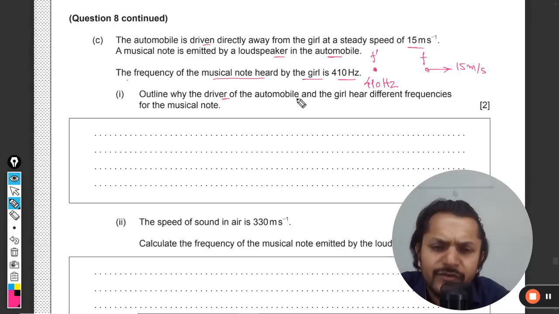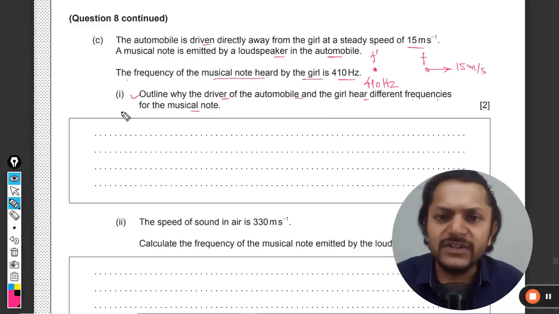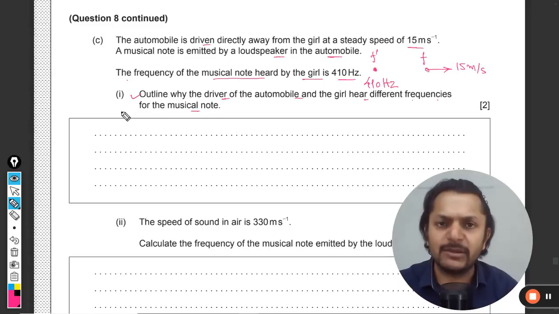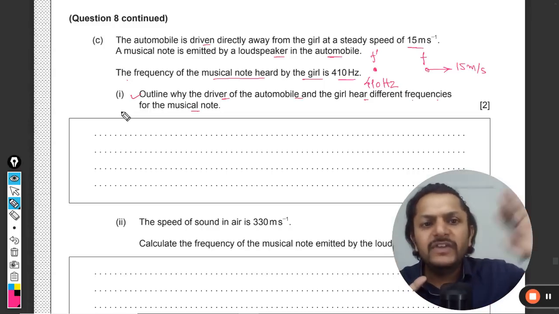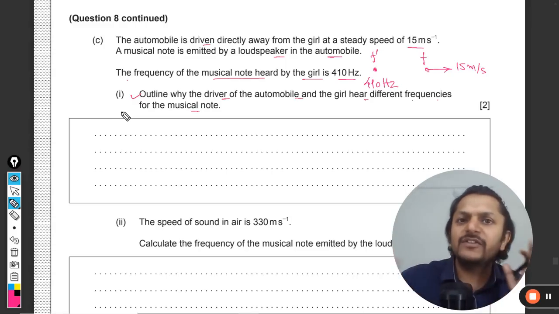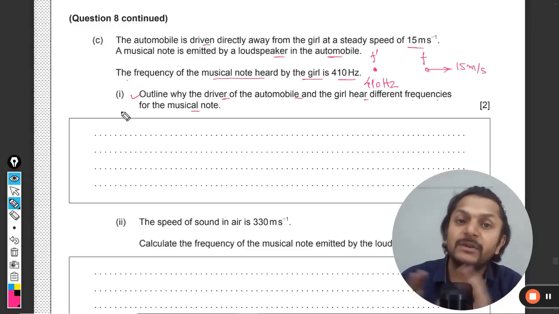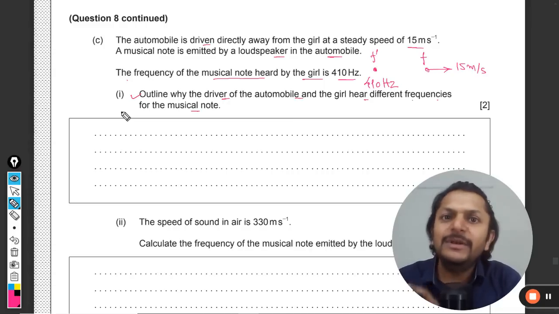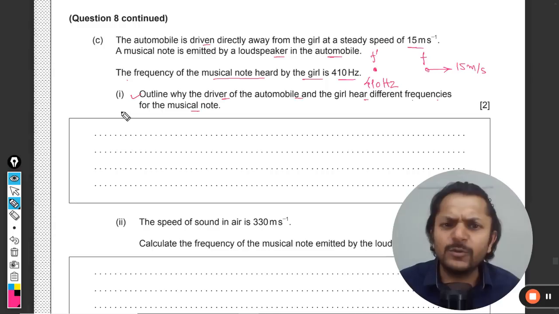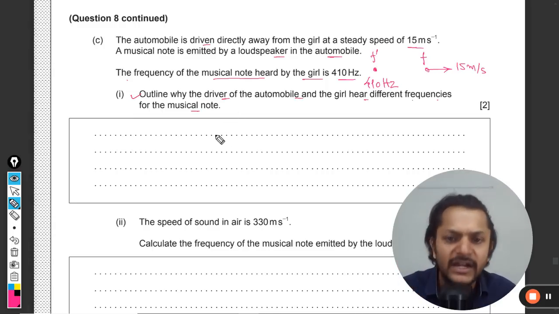Outline why the driver of the automobile and the girl hear different frequencies from the musical note. So in this case, we are just going to say that the Doppler effect is taking place, and explain it accordingly. Because the vehicle is going away, the gap between the two waves will increase. That is why we can say that the wavelength is now bigger, and so the frequency will be lesser. So the frequency heard by the girl will be lesser than the original frequency. That is what we are going to write here. That will be the explanation. We will see the mark scheme later. Let us first go to the question.